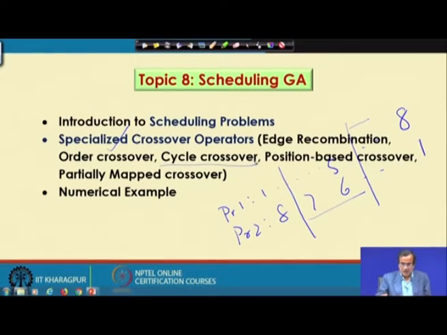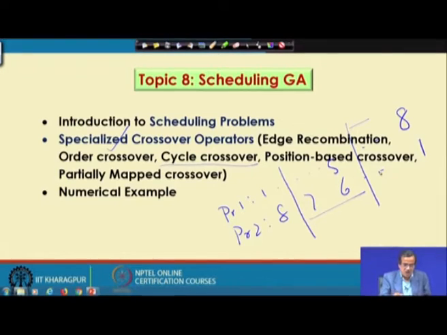Then comes the cycle crossover. We start with one starting city of the cycle selected at random, and we start with that particular starting city, and we will just continue this particular process, and this particular cycle is going to be complete, and once it is completed, the other remaining positions we take from the other parent.